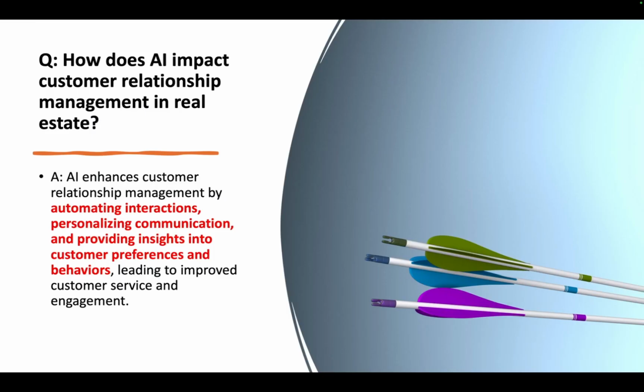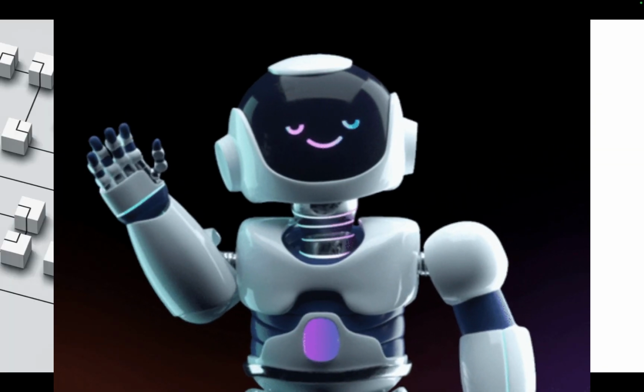How does AI impact customer relationship management? AI enhances the customer relationship because it's able to automate some key interactions. You're able to personalize communication, and it can provide insights into how your customer behaves. And with that, you're able to categorize your customer and provide them exactly what they need in order to get value from what your business provides.